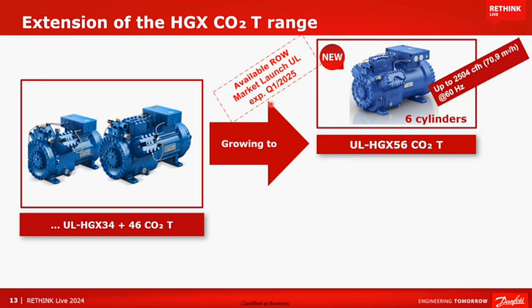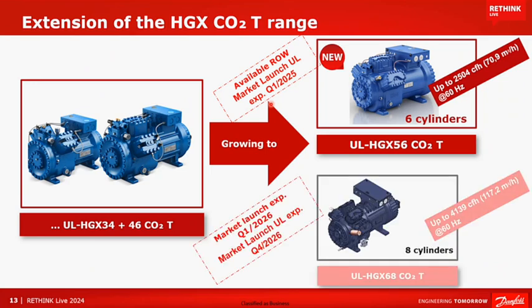Next step, as I mentioned, as we are growing in size, is the new development of an 8-cylinder CO2 transcritical compressor, which we expect to launch with UL approval two years from now, maybe at the end of 2026. This is our target, and there we will have an even bigger displacement corresponding to 117 cubic meters per hour in one compressor. With this new larger compressor, now we can really make a difference and we'll have a complete portfolio to serve all applications, also the very large CO2 transcritical heat pumps.